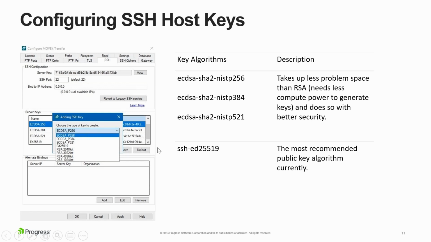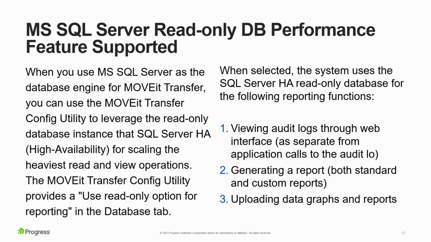Configuring these keys, we try to make it fairly straightforward in the interface. As I mentioned, elliptic curve keys take up less space than an RSA key, and you can see how you go about selecting that. SSH-ED25519 is the most recommended public key algorithm currently available. So we hope this makes it really straightforward to implement this new feature for you.